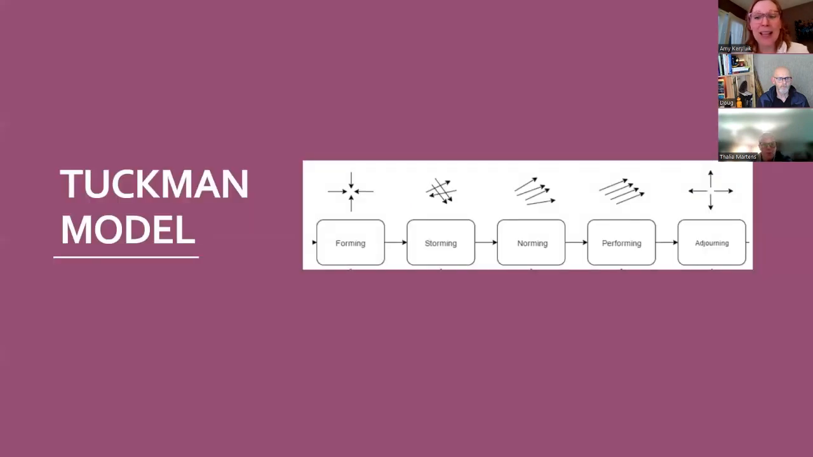So there you have it. This is Tuckman's model, or the forming, storming, norming, and performing model.